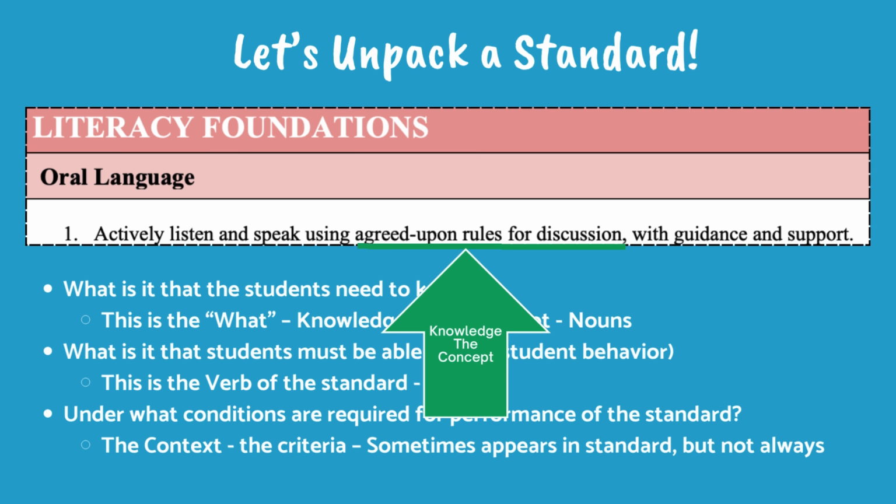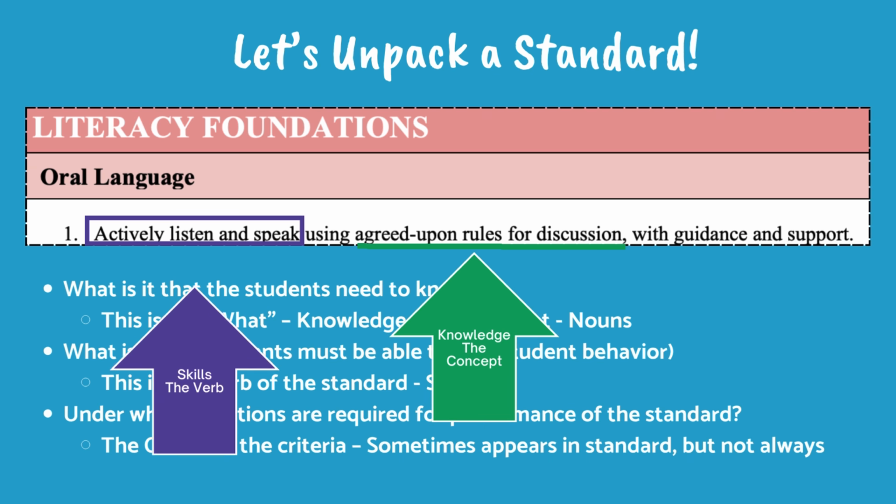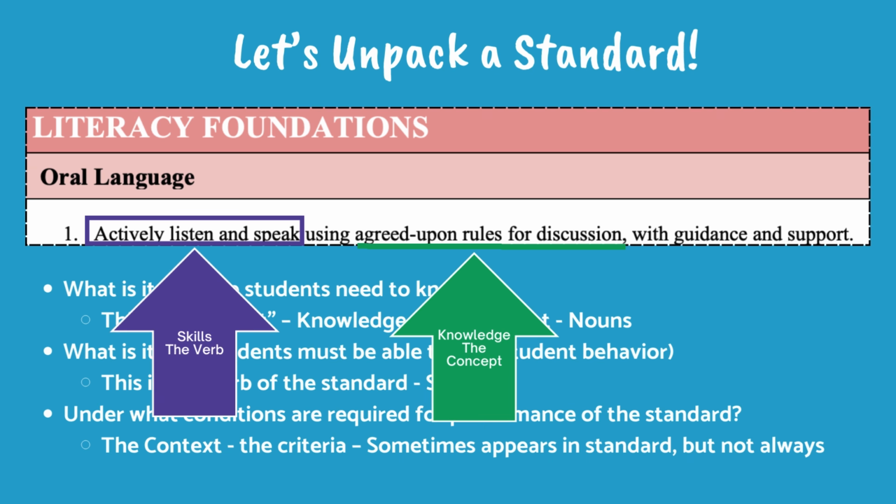First, we want to find the concepts, or the what we want students to learn. In this standard, it's the agreed upon rules for discussion. Then we want to look to see what the standard wants us to do with that concept, the verb, the skill, the how. Notice that this standard includes 2 skills, actively listen and speak, which are both actions students can demonstrate.